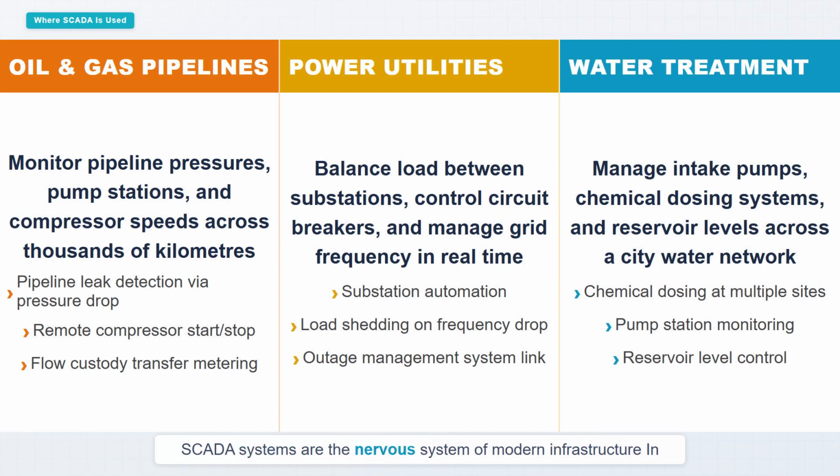SCADA systems are the nervous system of modern infrastructure. In the oil and gas industry, they monitor pipeline pressures, pump station flows, and compressor speeds across thousands of kilometers. In power utilities, they balance load between substations and control circuit breakers in real time. Water treatment plants use SCADA to manage intake pumps, chemical dosing, and reservoir levels. Manufacturing facilities use it to supervise production lines. If a critical process spans multiple geographic locations and needs centralized visibility, SCADA is the technology that makes it possible.